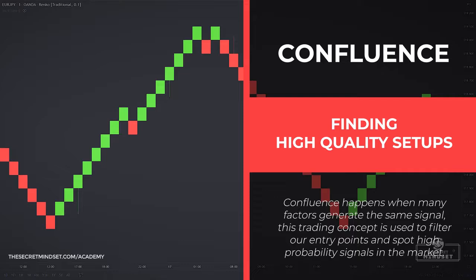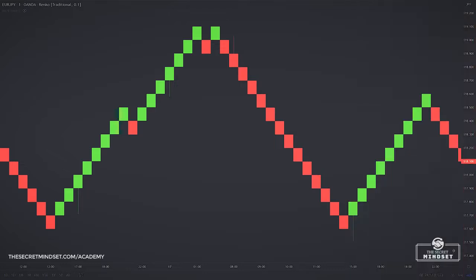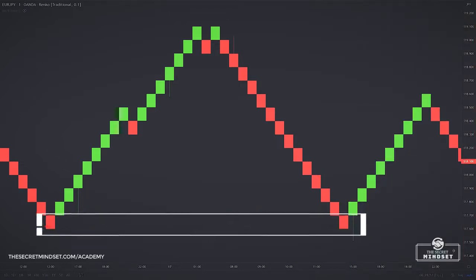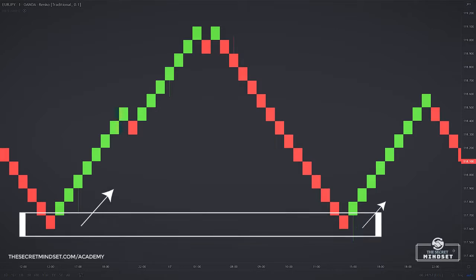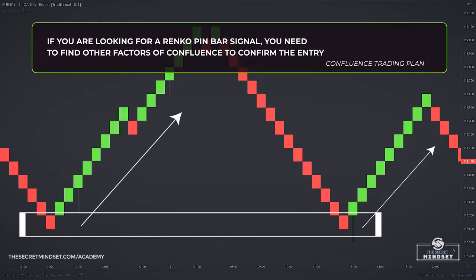As we are scalping and day trading using this approach, confluence is a must for a high-quality setup. Confluence happens when many factors generate the same signal. This trading concept is used to filter out entry points and spot high-probability signals in the market. Trading with confluence will help you focus on quality setups rather than quantity, and it will enhance tremendously your trading performance. In our case, if we are looking for a Renko pin bar signal, we need to find other factors of confluence to confirm our entry.